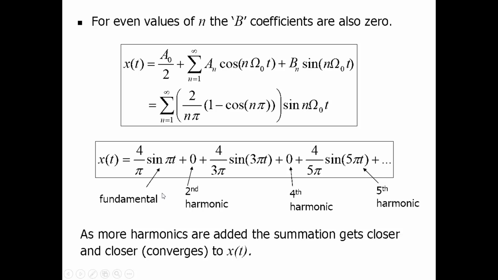Now, as you keep on adding more harmonics to the summation, as you keep on putting the values of n and go on increasing the values of n, this summation will get closer and closer to xt. So that means this representation in terms of sine and cosine waves will approach the original signal if you increase the number of harmonics in the representation.